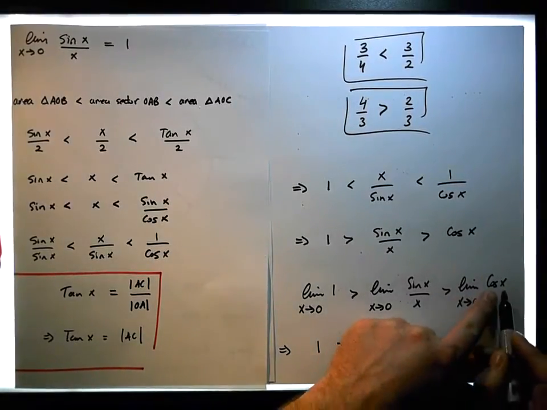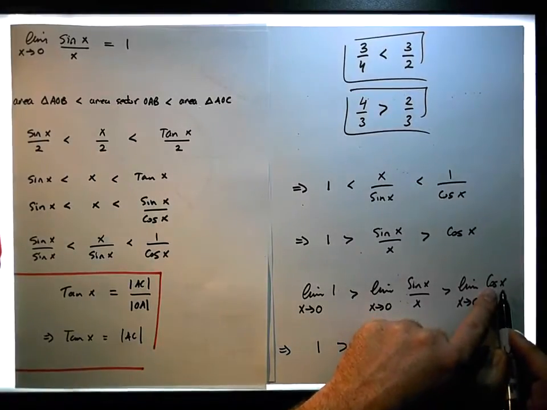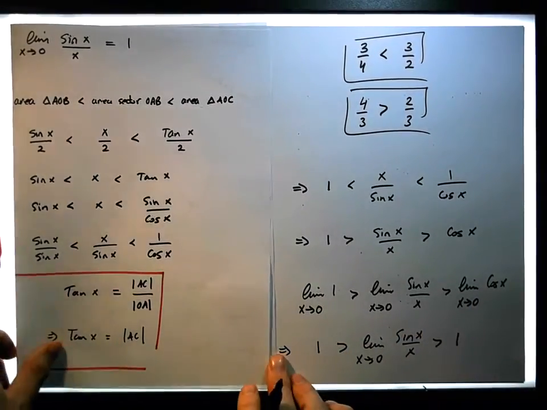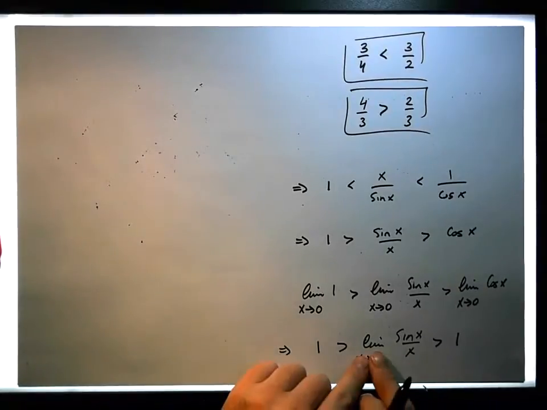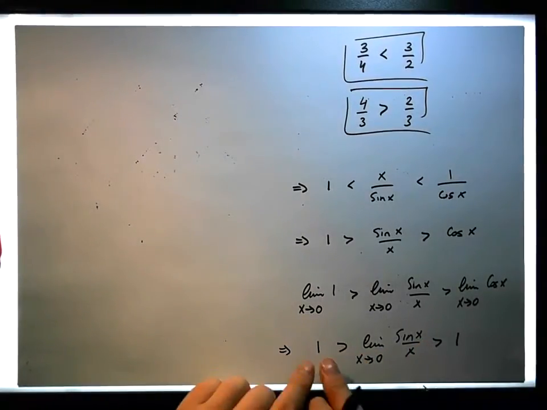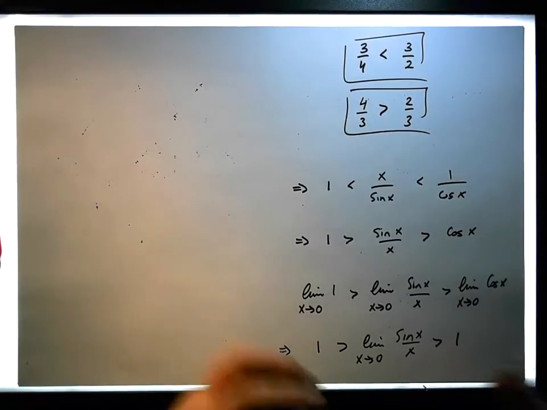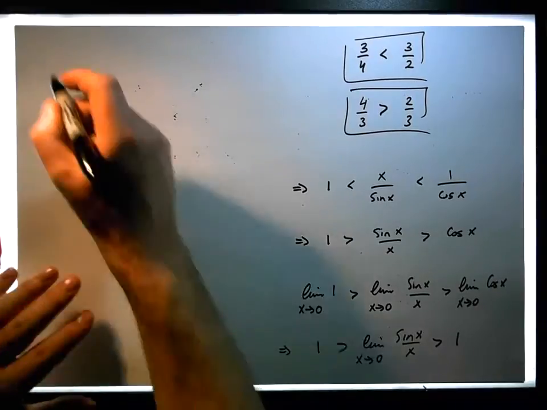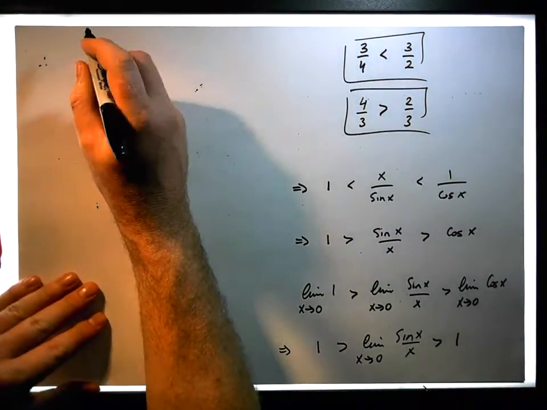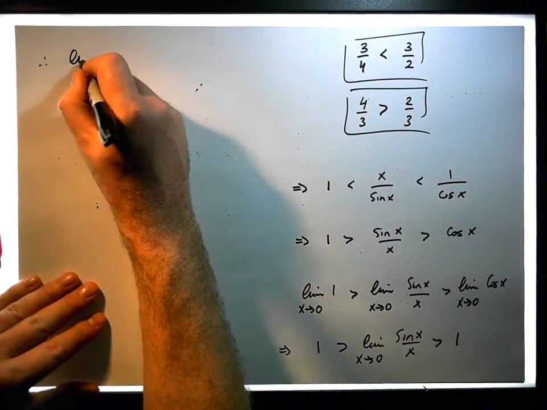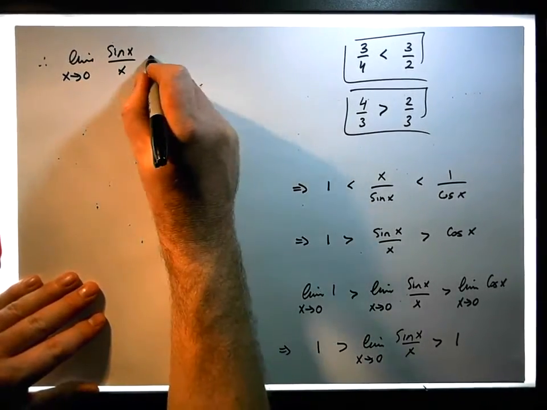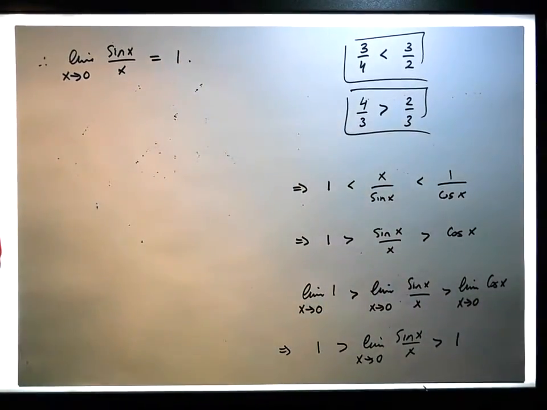Well, x is getting closer and closer to 0 in radians, so cos x is going closer and closer to 1. So actually, this is greater than 1. Effectively, what we've just shown is that the limit of sine x over x is less than 1 and greater than 1. So we've actually bounded it here. Therefore, the limit of sine x over x as x tends to 0 must be equal to 1, as required.